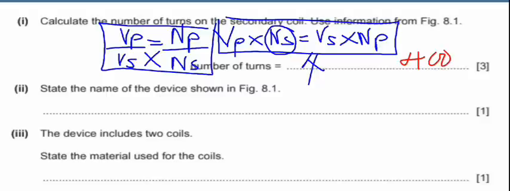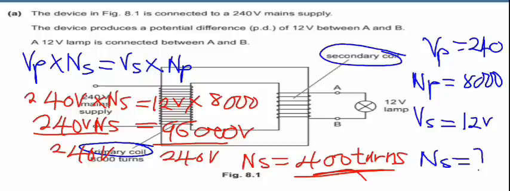Then as for Roman number 2, it is saying, state the name of the device shown in figure 8.1. Of course, we know that this one is a transformer. Now, what kind of a transformer is this one? If these number of turns here are for the secondary, where we have 400 turns, then here we have 8,000.